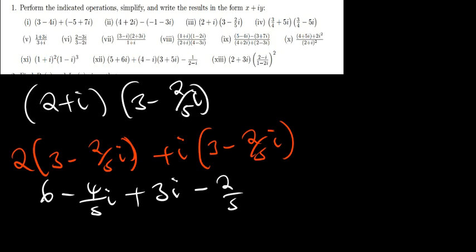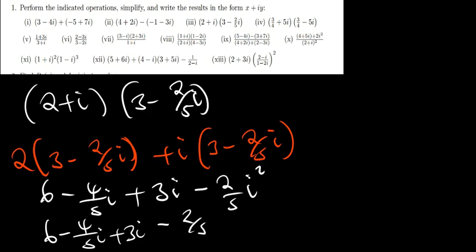2 over 5i squared. Now I can simplify this. I have the imaginary part, or what we can do is 6 minus 4 over 5i plus 3i minus 2 over 5 i squared. We said we have to replace where there's i squared with negative 1, meaning negative 1 times that negative is going to give us now positive.